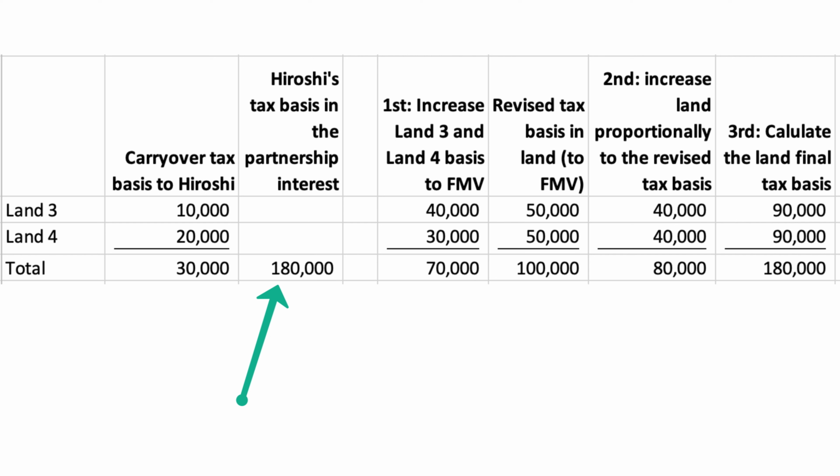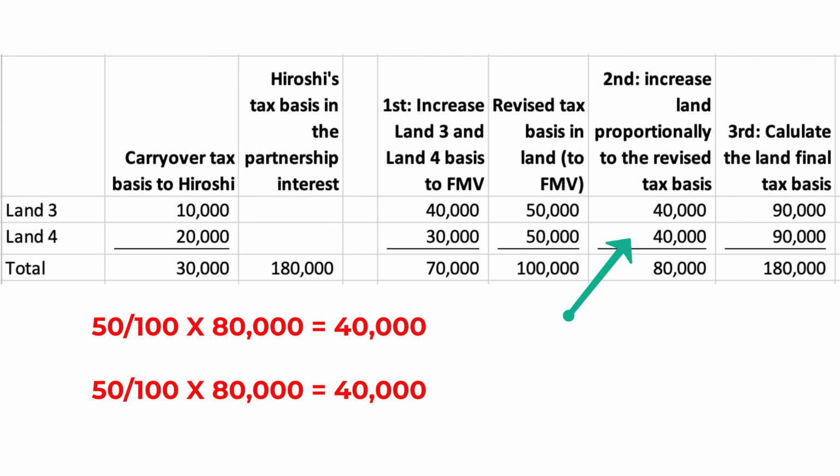To allocate the $150,000 to the two parcels, he first increases the tax basis of each parcel to fair market value. That's $40,000 for Land 3 and $30,000 for Land 4, a total of $70,000. Next, he allocates the remaining $80,000 of tax basis proportionally to the two parcels. Since each parcel's tax basis is now $50,000, he allocates $40,000 of additional tax basis to each parcel. At last, we're done. Land 3 has a final tax basis of $90,000, and Land 4 has a final tax basis of $90,000.